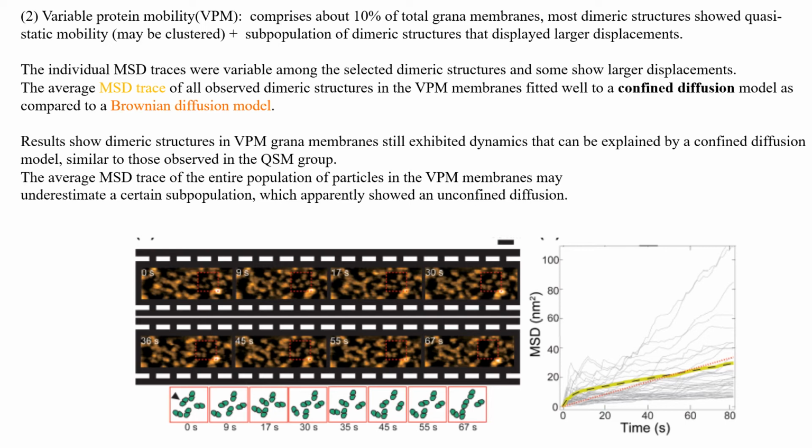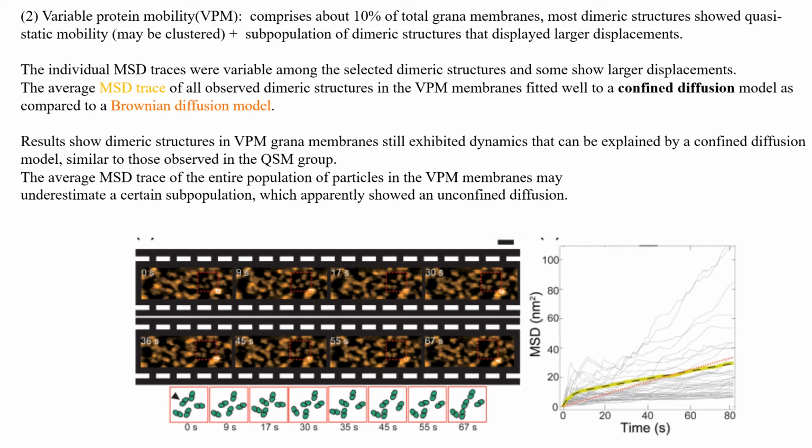The individual MSD traces that you can see on the right hand side of the image, in the graph of MSD versus time, show in gray the variability among the different dimeric structures that were observed throughout time, and the average MSD trace shown in yellow is of all the observed dimeric structures in the VPM membrane. This mobility was fitted with a confined diffusion model as compared to a random Brownian diffusion model, and it fits with a confined diffusion model.